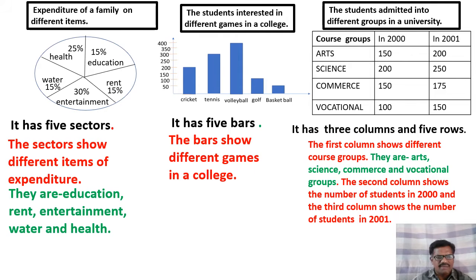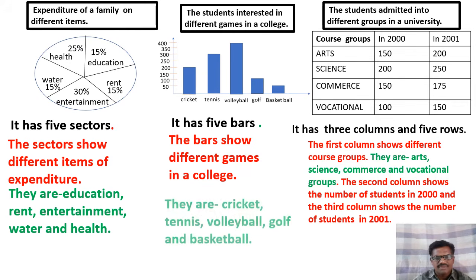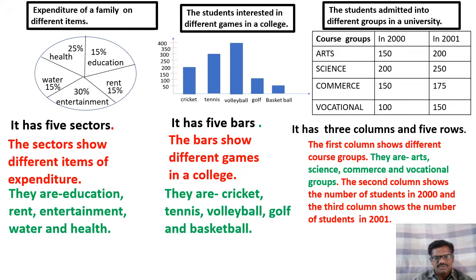Now what are the different items shown by these parts? In the first diagram, they are education, rent, entertainment, water and health. Here the items are cricket, tennis, volleyball, golf and basketball. Here the items are arts, science, commerce and vocational.